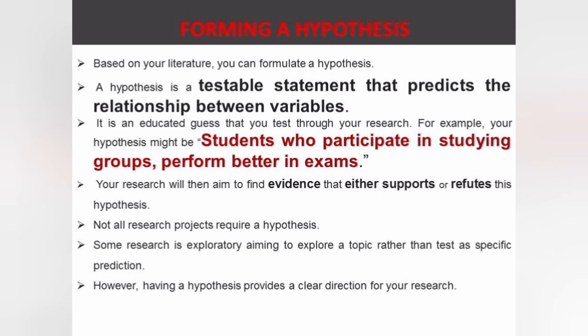Based on your literature review, you can formulate a hypothesis. A hypothesis is a testable statement that predicts the relationship between variables. It is an educated guess that you will test through your research. For example, your hypothesis might be, students who participate in study groups perform better in exams. Your research will then aim to find evidence that either supports or refutes this hypothesis.